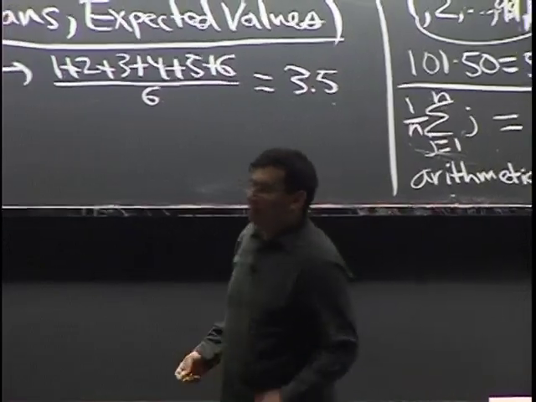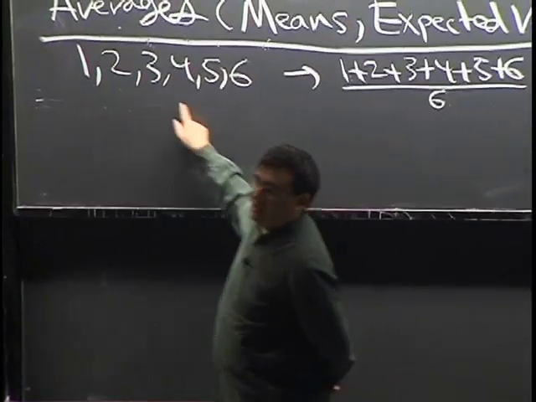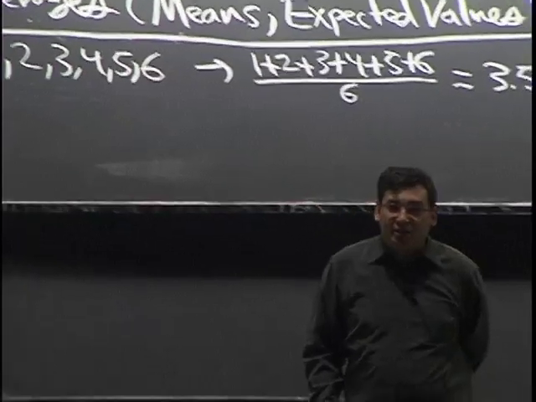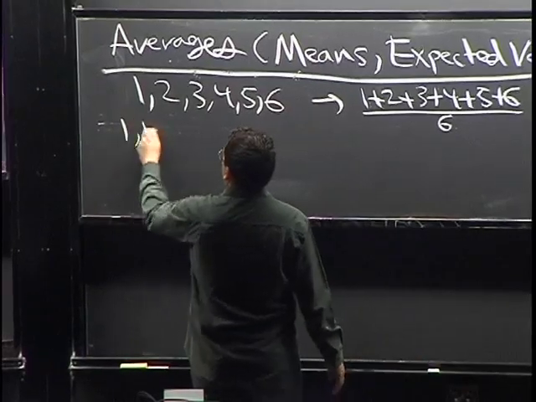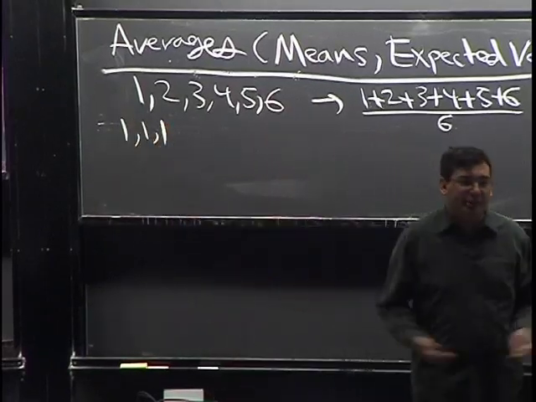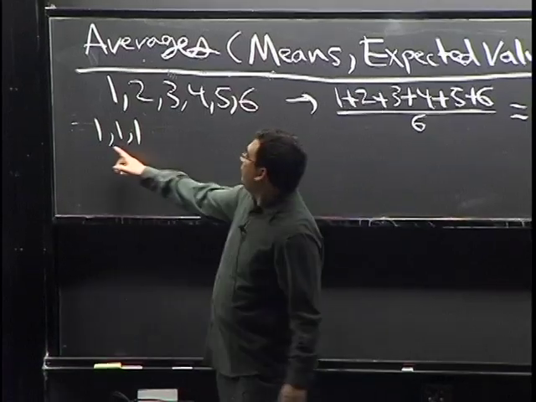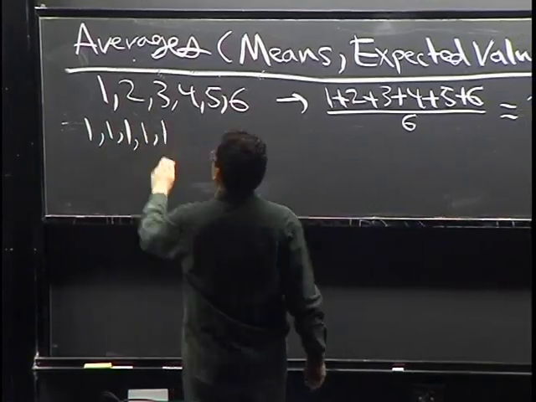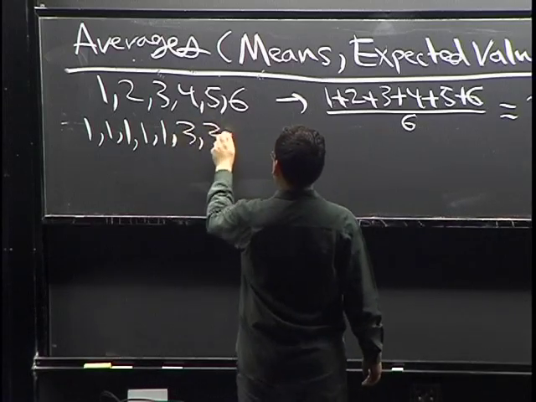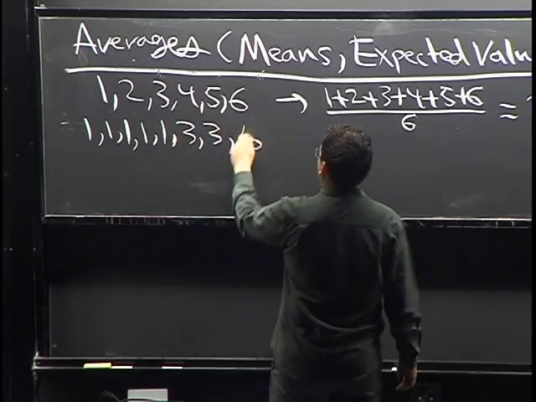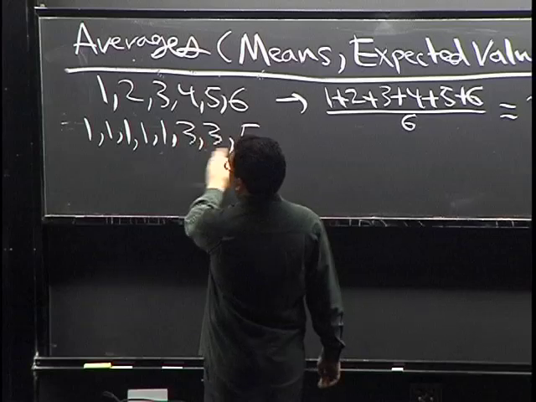Now let's do, not really a harder problem, but something a little bit different, in the sense that I wrote down 6 distinct numbers here. Let's think what would happen if we had some repetition. So suppose we have, I'll sort the numbers, but the average is not going to depend on what order I write them in, suppose we had 5 1s and 2 3s and 1 5, and we want to average these numbers. Okay, so I have 8 numbers here.